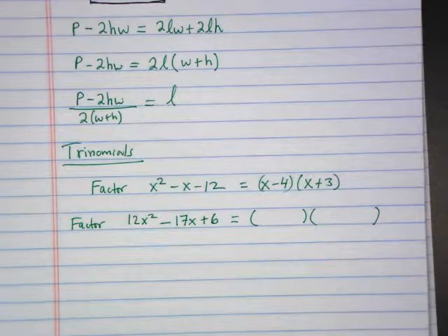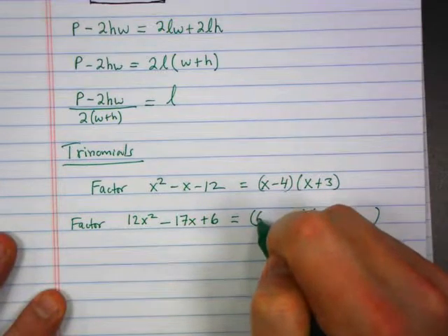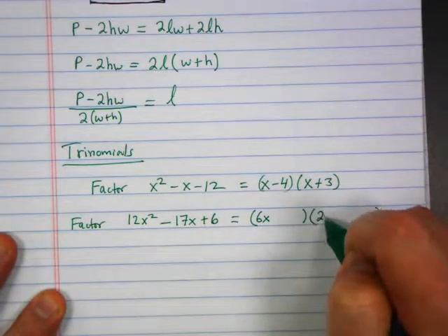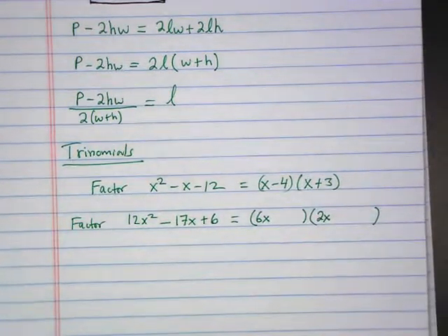12 and 1? Maybe 12 and 1, maybe 4 and 3, maybe 6 and 2. The truth is, there's absolutely no way to know which one's the right one without making a guess and trying. Oh, this is going to be fun. Which one do you want to pick? 6 and 2. All right, so we're going to try 6x and 2x. Those will give me 12x squared, correct?